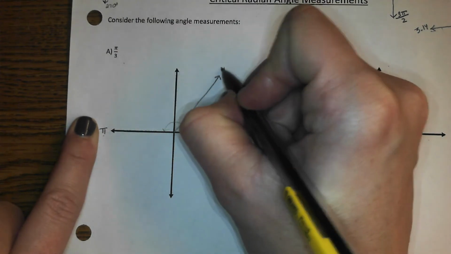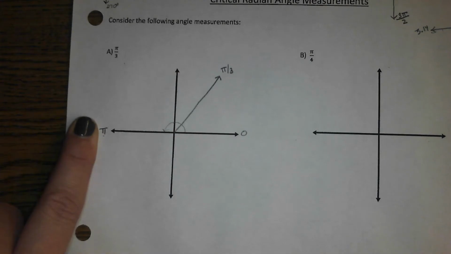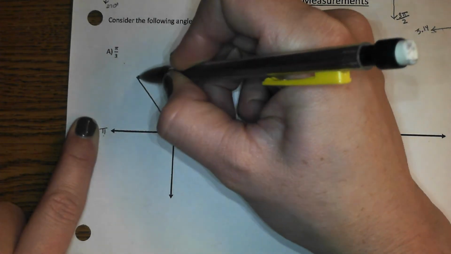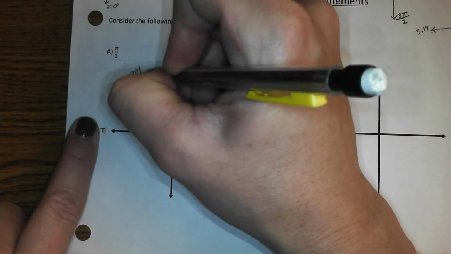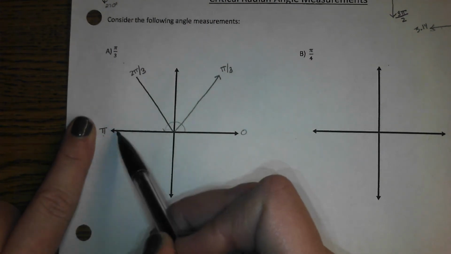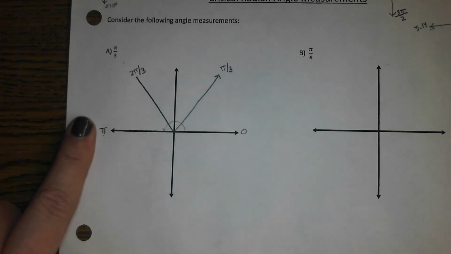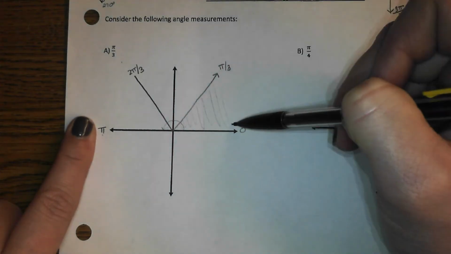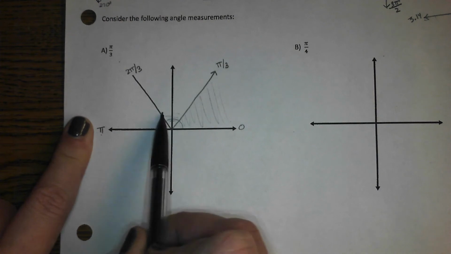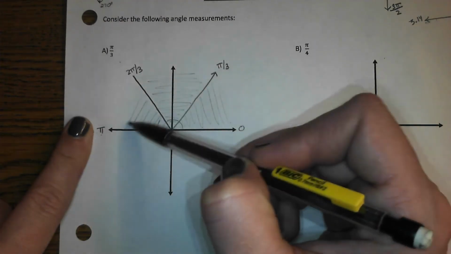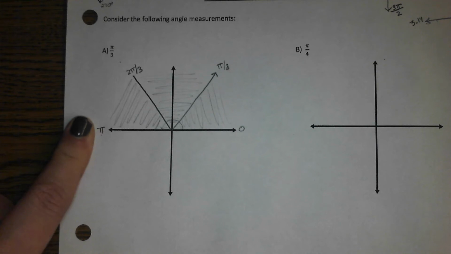There's the first pi over 3. And there's the second pi over 3. And there's the third pi over 3. Does everyone see my 3 wedges? Here's my first one that brings me to 1 pi over 3. Here's my second one that brings me to 2 pi over 3. And here's my third one that brings me to 3 pi over 3. Do you follow?